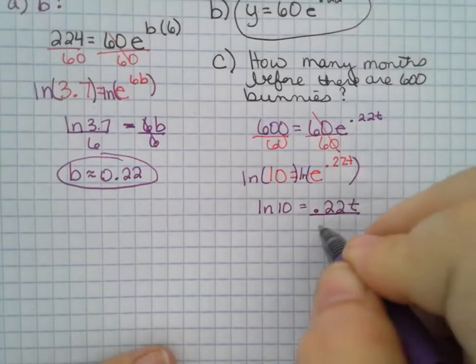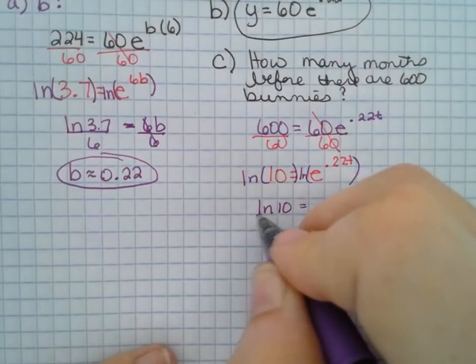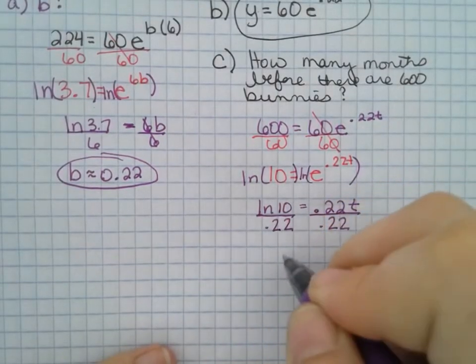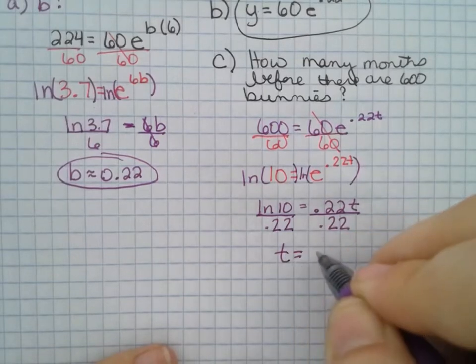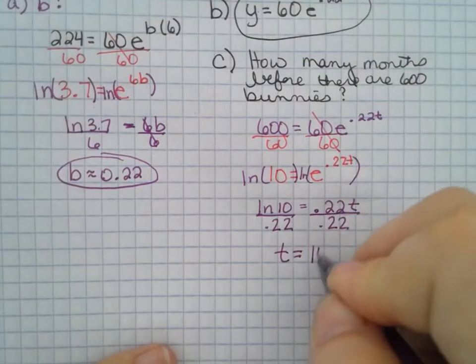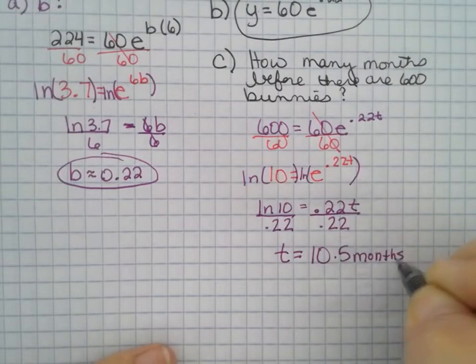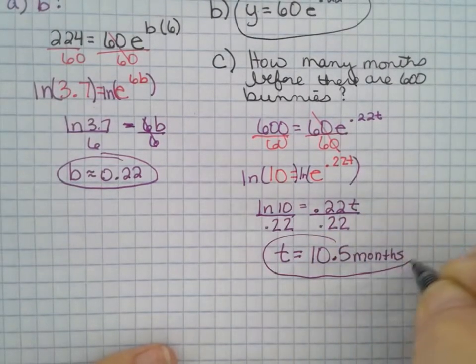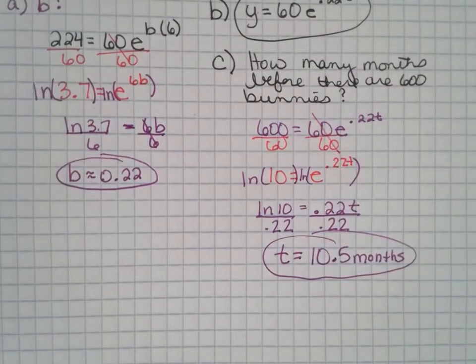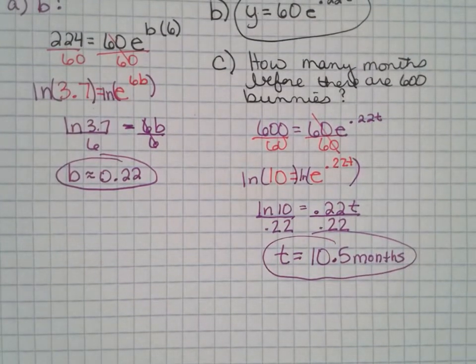Divide by 0.22. Enter that into your calculator. Make sure you can do it correctly. I'm getting about 10.5 months. Okay, you should get in the neighborhood of 10.5. Okay, good. 10.5. It is.